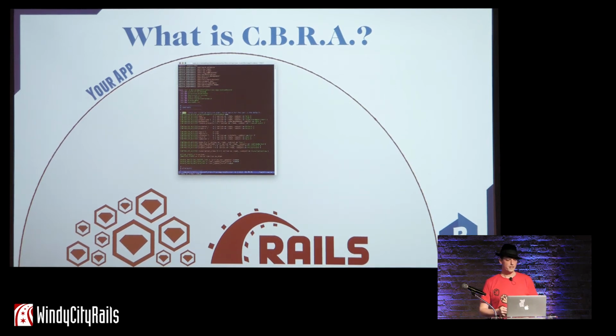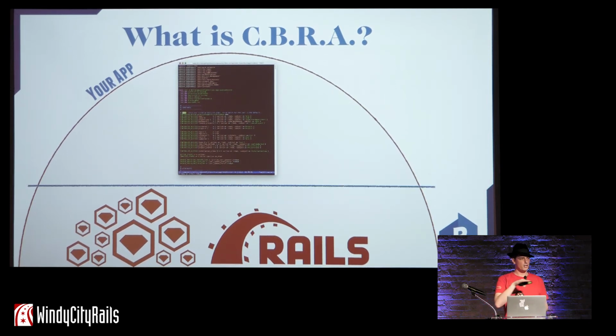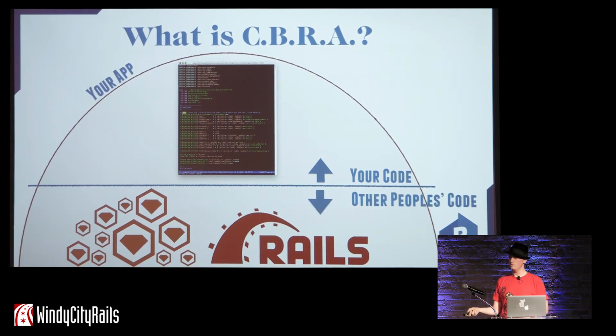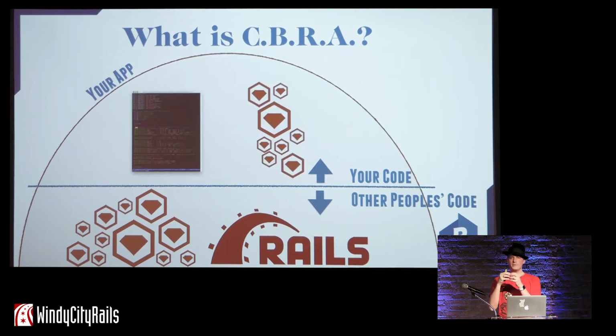That makes sense. This is nice because now we can draw a line. Above this line is your code. This is the code that you are building and delivering in-house. Below this line is everybody else's code, code that you depend on. The idea behind CBRA is to take your code, break little pieces of it off into gems, private gems that stay in your repo that you are still responsible for, and then require them back into your application.